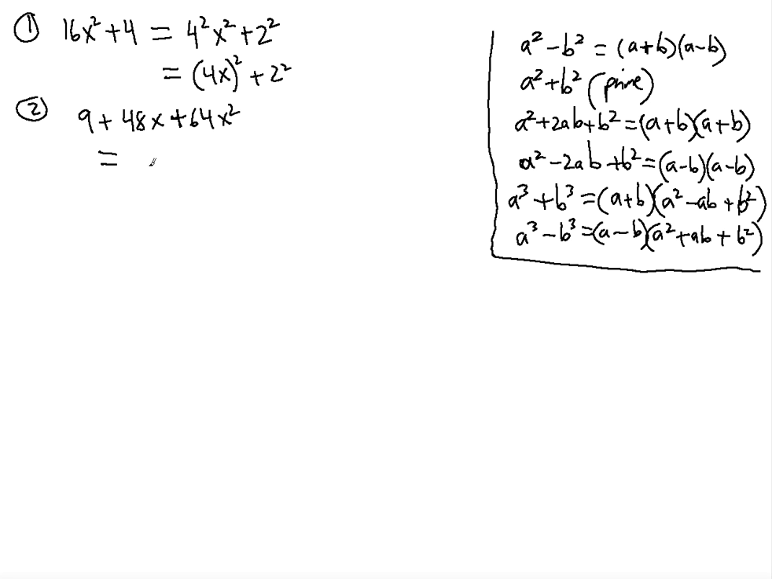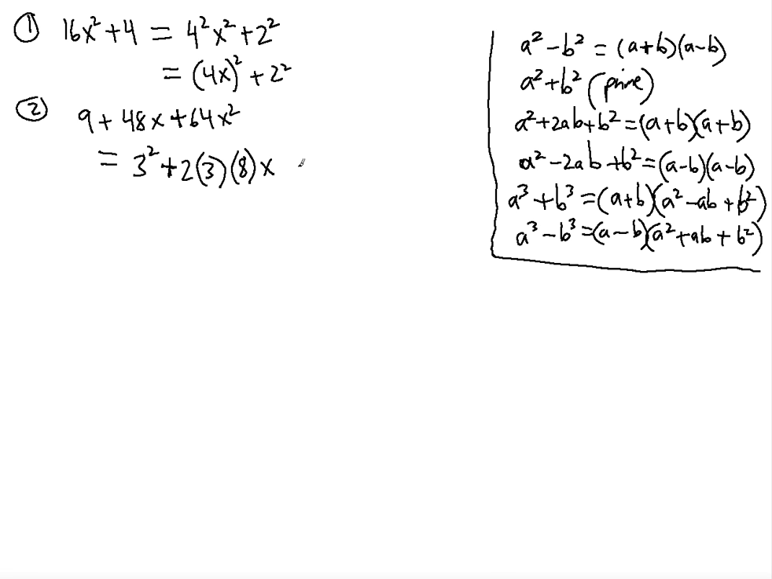So a squared is 9. So a must be equal to 3, right? So let's rewrite this as 3 squared plus, so we have to have 2ab, right? So 2 times 3, because 3 was a, right? 2 times 3. Now 2 times 3 is 6. 6 times what gives you 48? Times 8, right? So we have to have times 8.